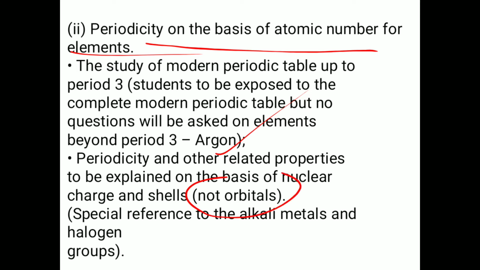But as I have said earlier while discussing this chapter, the orbitals, mainly the SPDF orbitals, are not in your syllabus, but obviously the shell theory is in your syllabus. That is the K shell, L shell, M shell, N shell. The shell theory is present in your syllabus, but not the orbitals. So the SPDF theory is not in your syllabus.